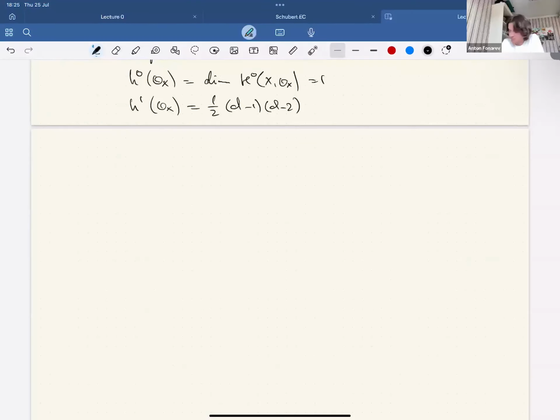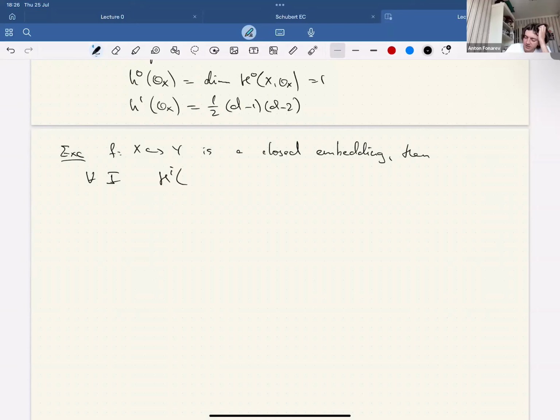Let me give some other standard examples. Yes, I forgot to say that another exercise, and this is directly coming from flask resolutions, is that if f from X to Y is a closed embedding, then for any F quasi-coherent or not, well, let's say quasi-coherent, H^i of X of F is naturally isomorphic to H^i on Y of f lower star of F.